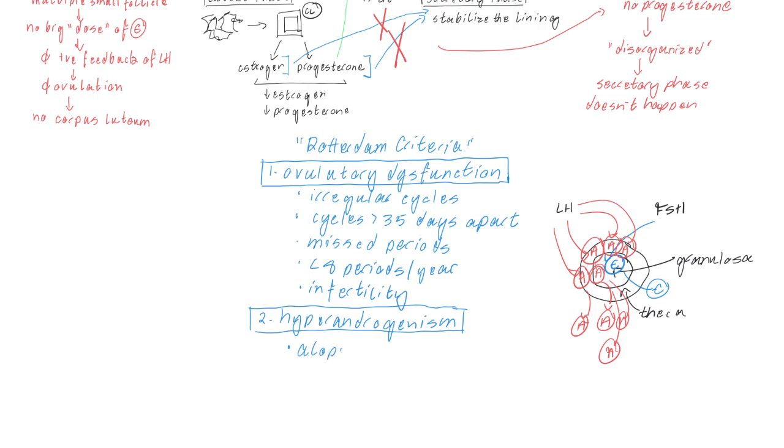Alopecia, in particular what's called male pattern hair thinning, acne, because testosterone has an effect on the sebaceous glands of the skin, and something called hirsutism. And that's a condition where women grow hair on their faces.